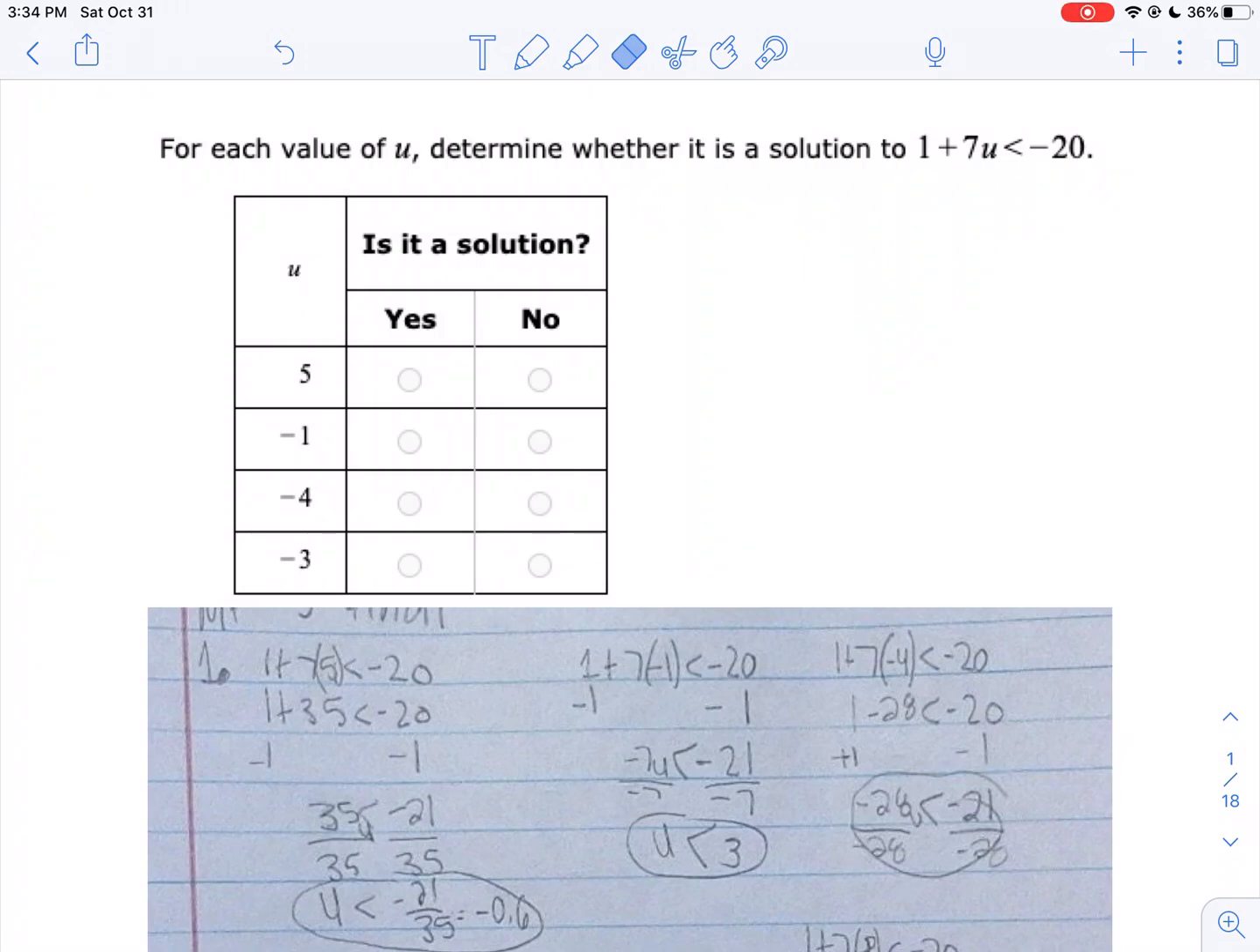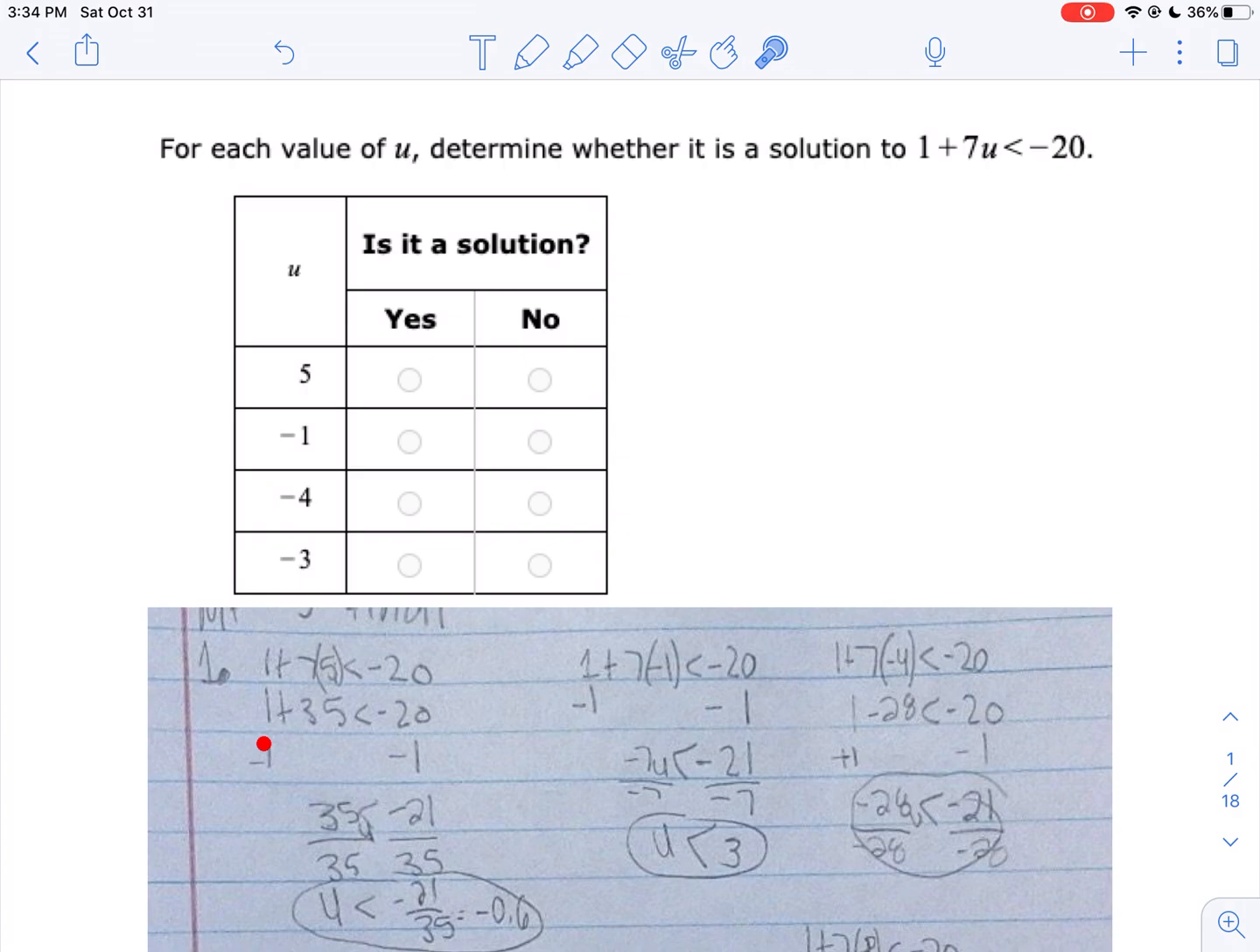Hey, let's review your MT5 final affirmation. We start with question 1 here. You started it off correctly. That is, you took u and you replaced it with 5. So we get 1 plus 7 times 5 is less than negative 20. 1 plus 35 is less than negative 20.